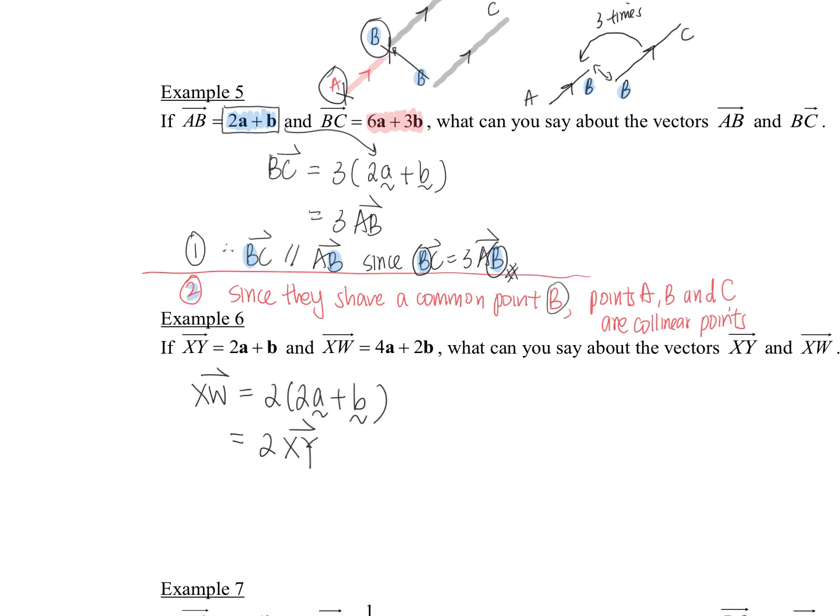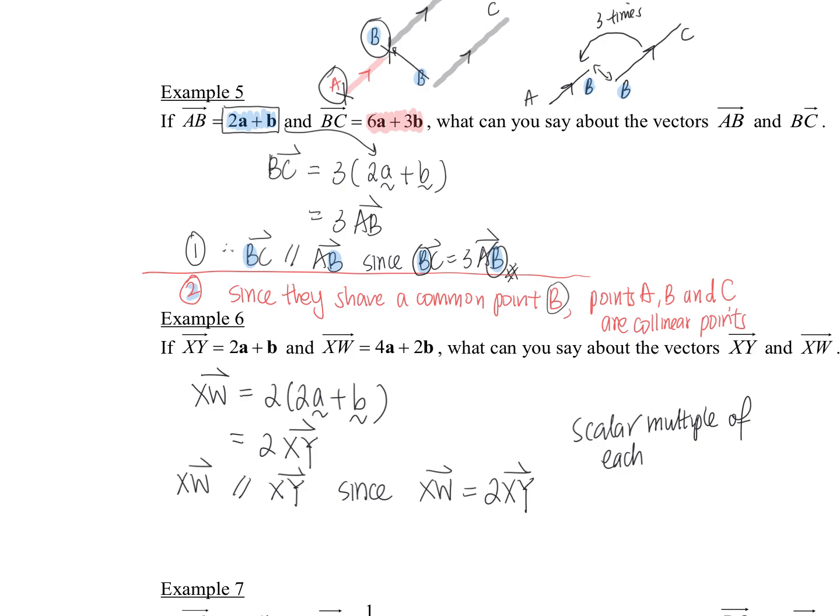Same thing here. I've proven that XW is parallel to XY since they are proportional to each other, or we say they are scalar multiples of each other. This is another word for proportional. Why scalar? Scalar is the constant K. That means you can find a constant number that is a multiple of the other vector. These are just some mathematical terms they like to use, but when you hear it, don't be scared. It just means they are proportional.